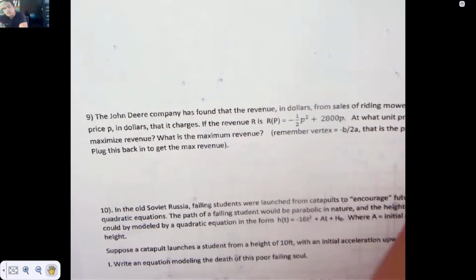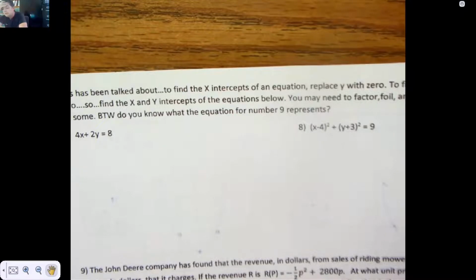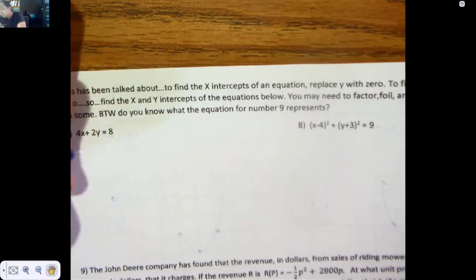Yeah, I'll try and do 7 and 8. All right, so to find x-intercepts of an equation, you replace y with 0. To find the y-intercept, you replace x with 0. So you're tasked with finding the x and y-intercepts of the equations below. That's all it says. So cool.